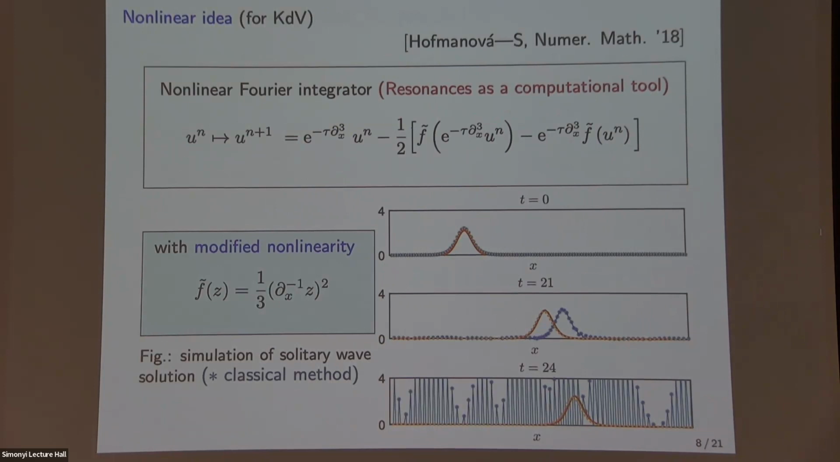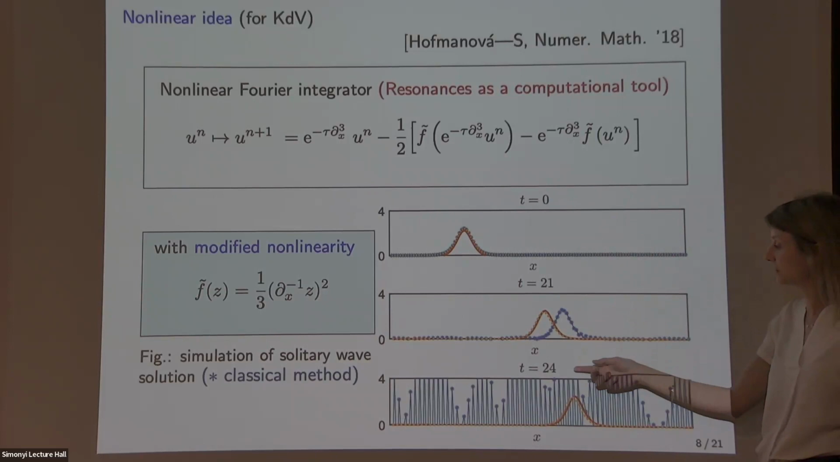For the KdV equation, what is nice is that we know soliton solutions exist. Soliton solutions do not change shape. And so it's a very nice test model for numerics because you know the exact solution. So you can really compare your numerical scheme to something you know exactly. What you see in the simulation is the time evolution of the soliton from t equals 0 to 24, so it's not even a long time, 24 is not so big.